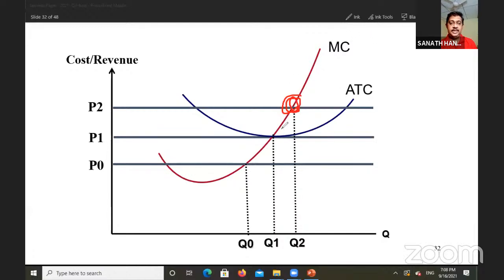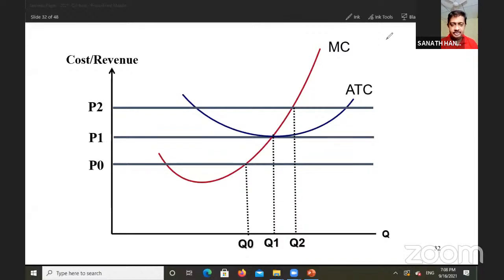Then you can see again, cost is not minimized. See, average cost is not minimized. Now you can understand, when you are comparing different types of profit in perfect competition in the short run, only the normal profit is efficient. Loss and supernormal profits are not efficient.